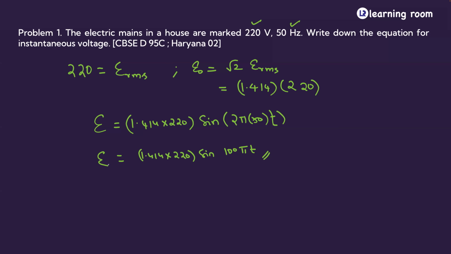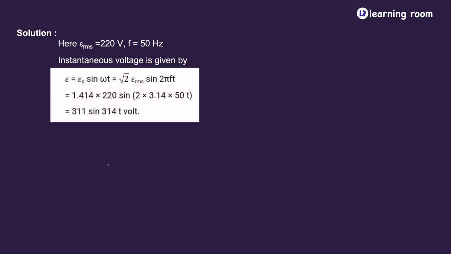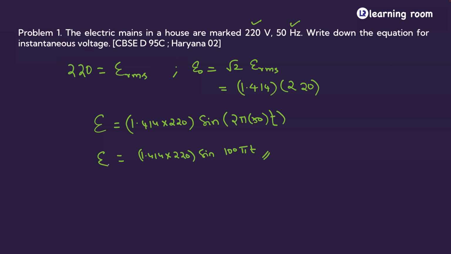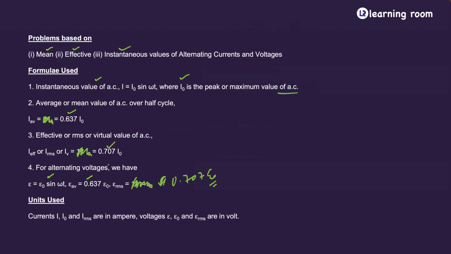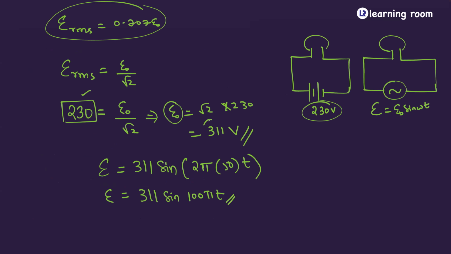I think 220 into 1.414 is 311. Actually, for 230 into 1.414, in the previous case I wrote 230, that will be something greater than that, 317 or something will come. Maybe you can check that value. As long as you understood the concept, this value you can change. So that will not be 311. It will be greater than that.